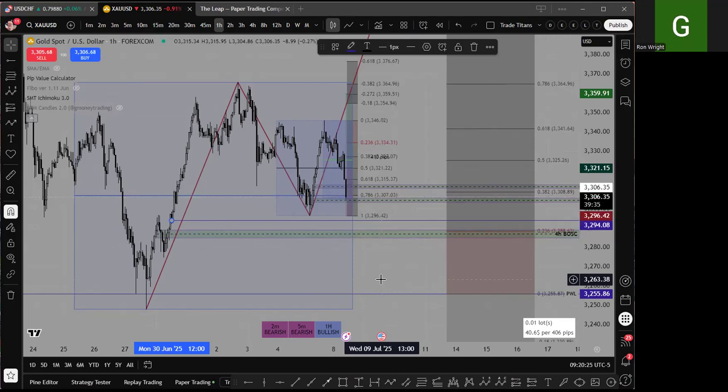Now the challenge is going to come because of the time we're at. I think we're okay still because we still have not made a lower low on this pivot.